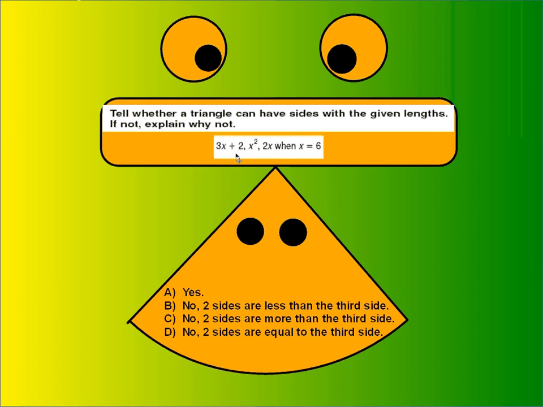Figure out whether these 3 sides can make up a triangle. They tell you that x equals 6. Okay, so first plug in 6 for all the x's, and then decide whether these side lengths can make up a triangle. If yes, indicate that. You need a separate sheet of paper for this. And if no, then say why not. Again, this is a separate sheet of paper.